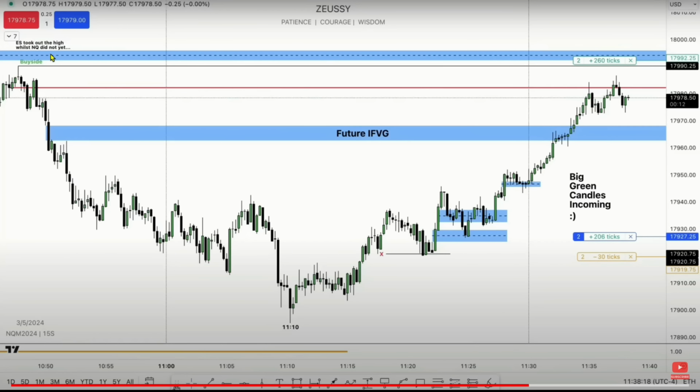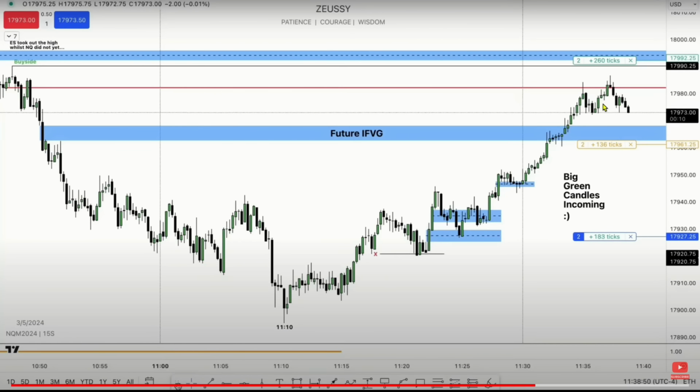This is important because this is a form of SMT that can take place between cycles, where if one of the index futures, or for example if EU and GU, would not be in sync when it comes to where they are relative to the time-based liquidity, the time-based liquidity being of course the previous cycle high in this case, where ES already took out that high and Nasdaq did not. That's a sign to be aware of, because it could signal that we might see a reversal occur.